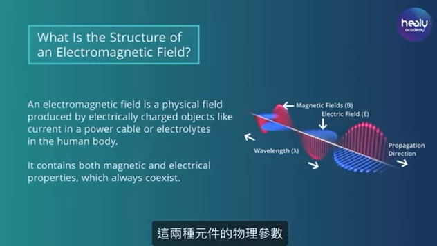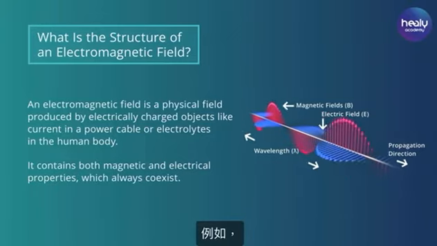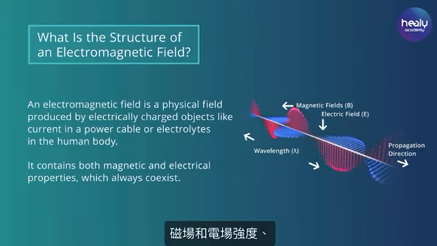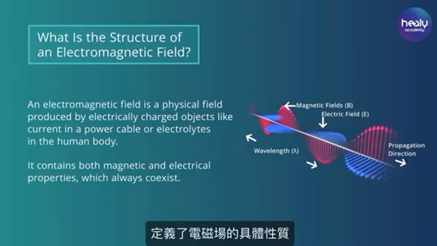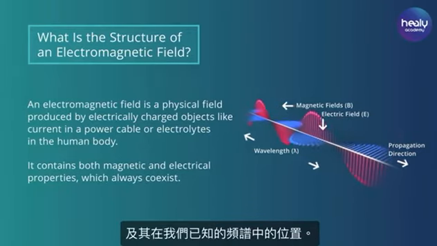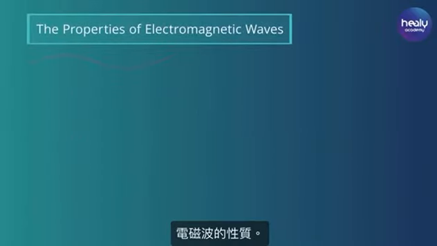Together, the physical parameters of these two components, for example, magnetic and electric field strength, wavelength, and flux direction, define the specific properties of an electromagnetic field and its position in the spectrum known to us. The properties of electromagnetic waves.